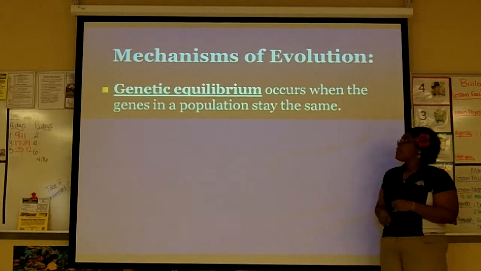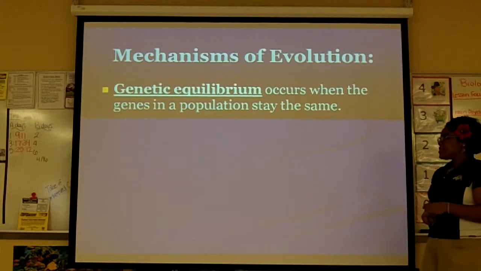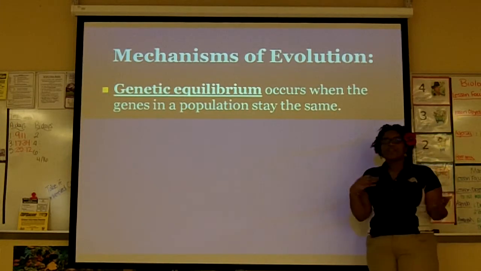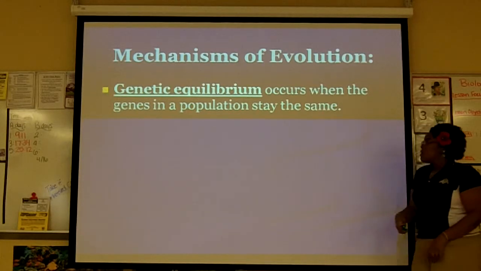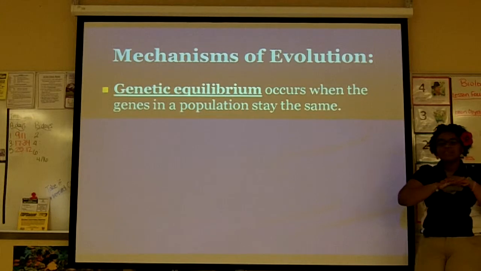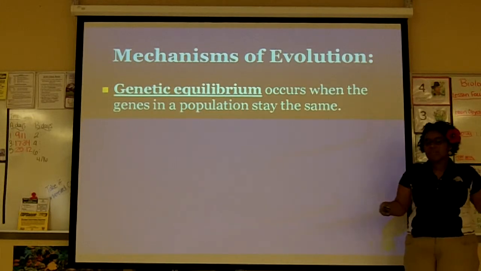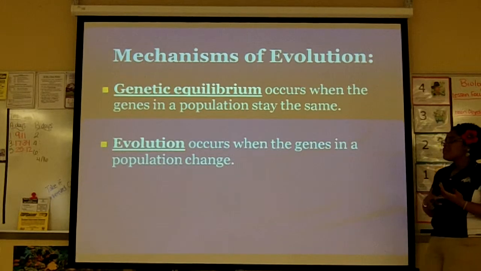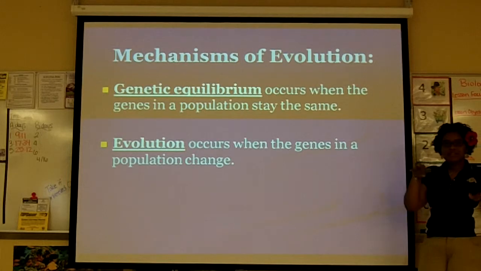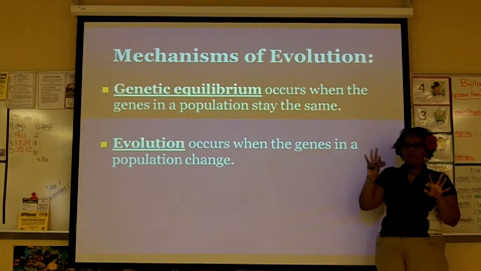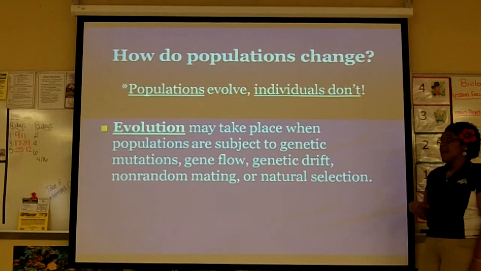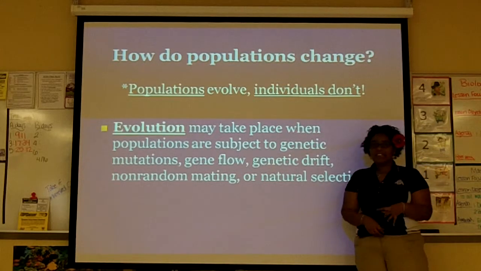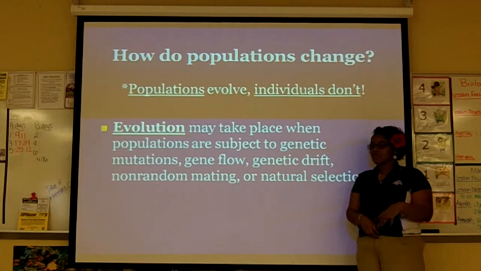Genetic equilibrium occurs when genes in a population stay the same. So ultimately, we're inheriting these traits. Some traits win out over others. But sometimes, with genetic equilibrium, things are staying the same. Evolution occurs when those genes change. Like maybe you have more of one gene than another. And how do those populations change? Well, remember, populations evolve, not individuals.